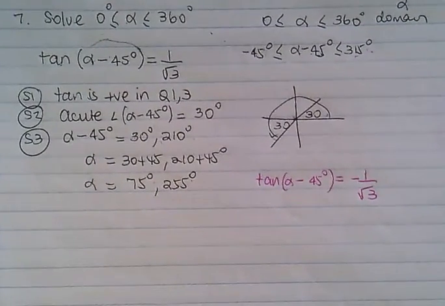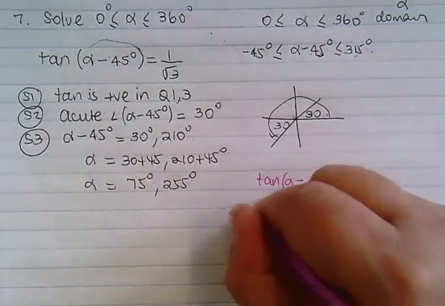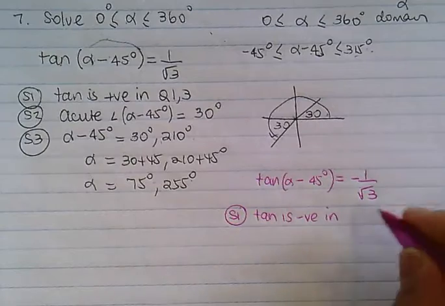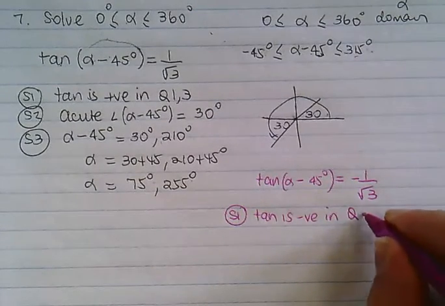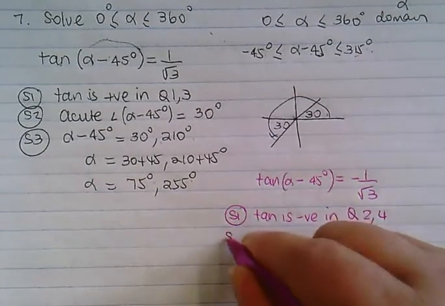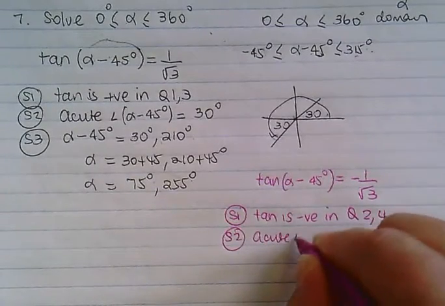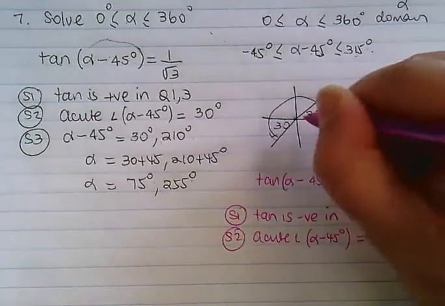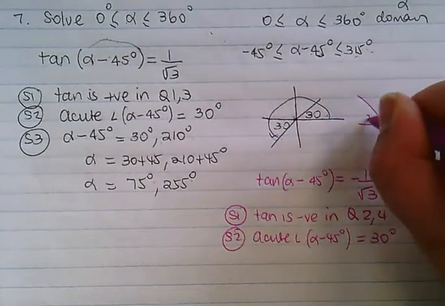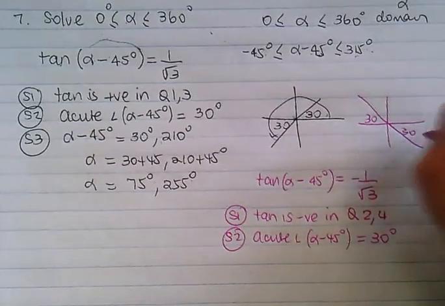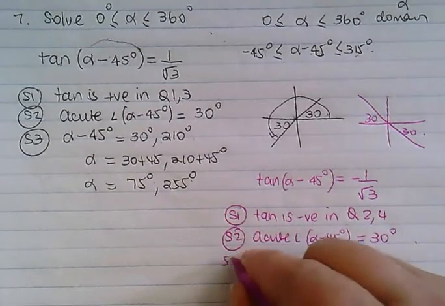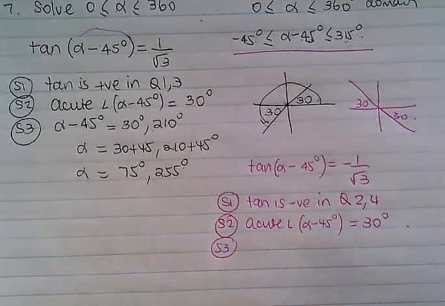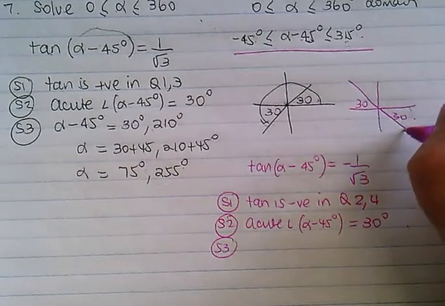Okay, very similar, but different. Right, step 1, tan is negative in which quadrants? 2 and 4. And step 2, again, the acute angle alpha minus 45 is still the same, 30 degrees. I'm going to do it on this graph here. It's 2 and 4. All right, step 3. Remember, I've got this domain up there. All right, what are my angles? No, it still works. What have you got?